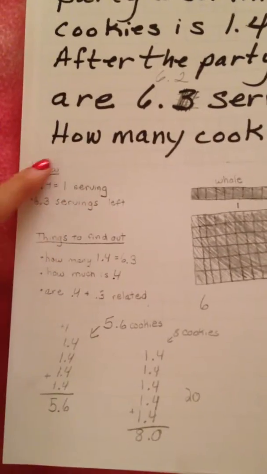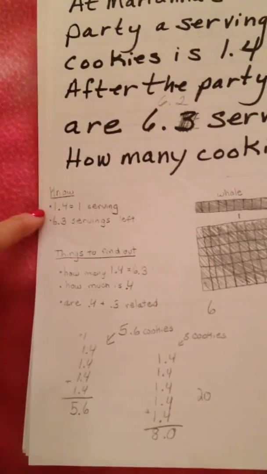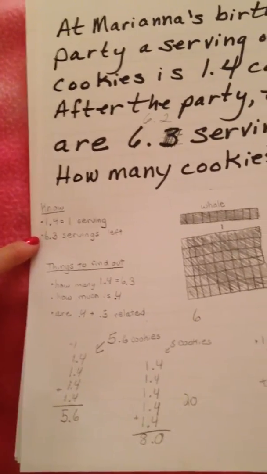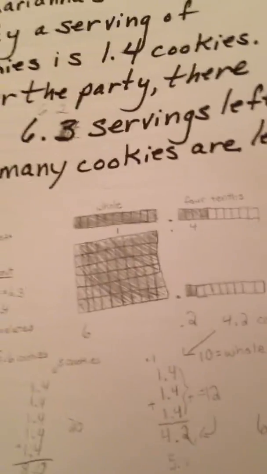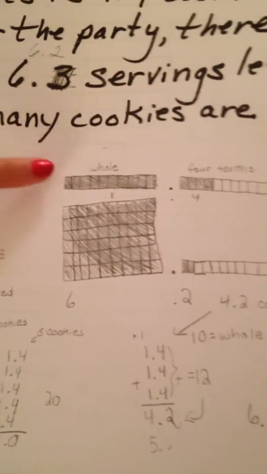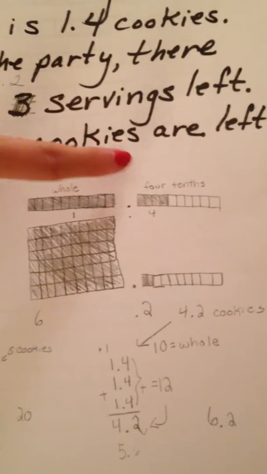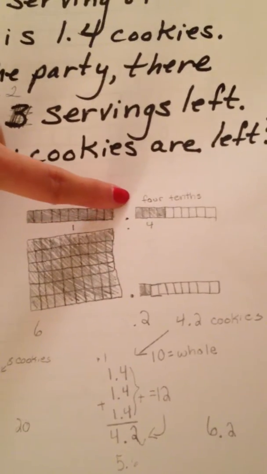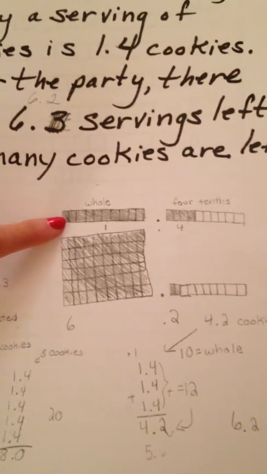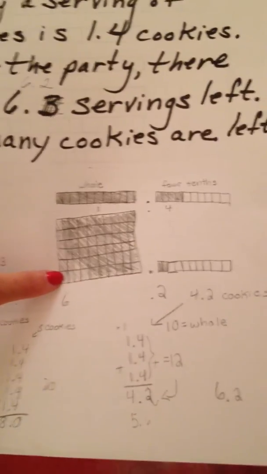She knew here that 1.4 equaled one serving or one cookie, and she knew that 6.2 servings were left. She did a really good job of representing that one whole was 10 pieces, which is what she says down here. 10 equals a whole piece. And that 0.4 was represented from that 10. And she did a really good job of showing here that this is 1.4 and this is 6.2.